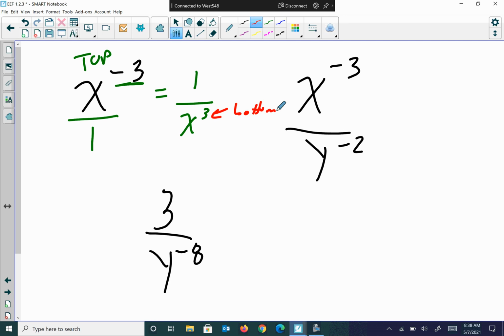It went from top to bottom. I thought you said it means it's just from bottom to top. If it switches positions, it goes from top to bottom, bottom to top. It was in my notes yesterday, I promise you. So think about it on this one. I'm going to get y to the second, x to the third. I switched one from top to bottom, one from bottom to top. Now I no longer have a negative exponent.